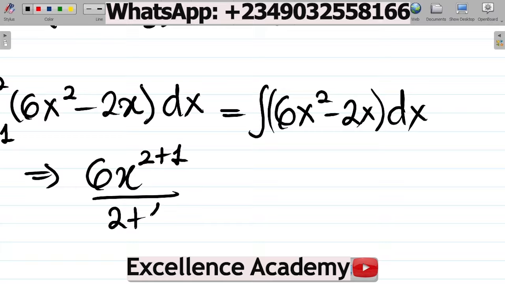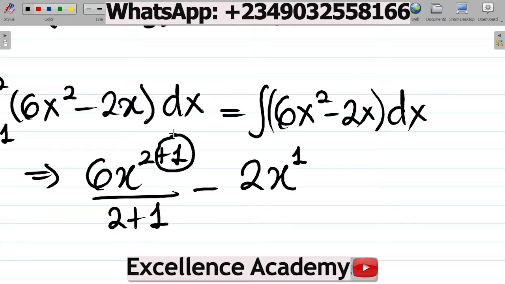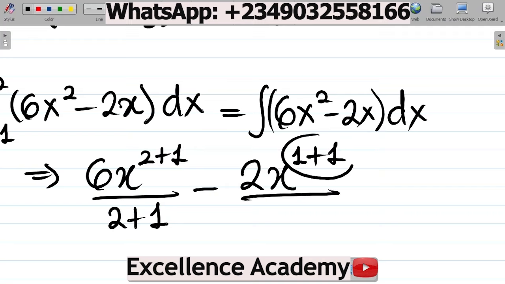So 2 plus 1, we have this here. Next up, the next thing we have there is minus. So it becomes minus. The next thing we have is 2x. So you have 2x there. For x to the power of 1, we said add 1 to the power. That's the concept there. So add 1 here and divide by what we have here.